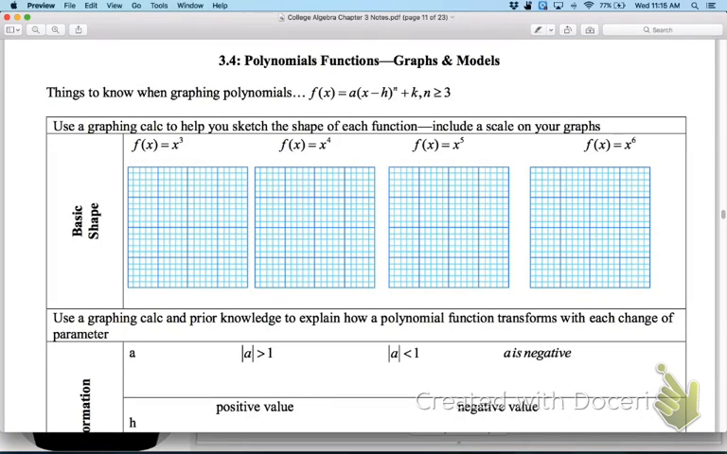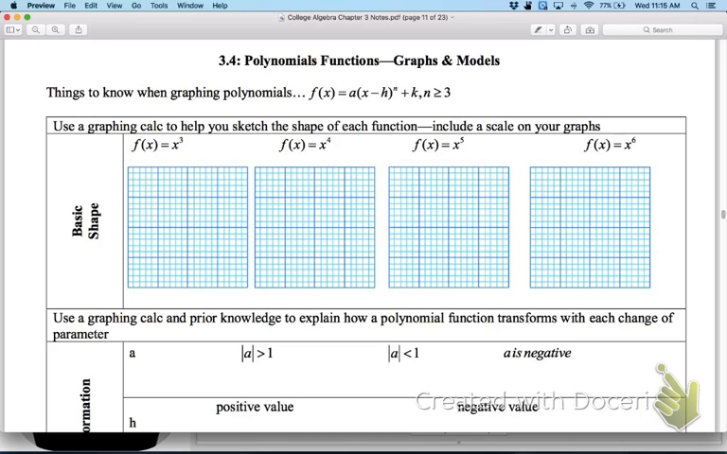In section 3.4, we're going to look at how to graph polynomial functions. Now, we're not going to do this 100% on the graphing calculator because I'm going to want to see a little bit more process, but we are going to use the graphing calculator as a tool quite a bit, so you can kind of follow along there.